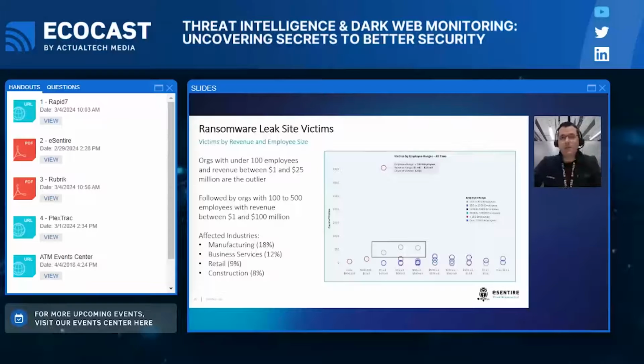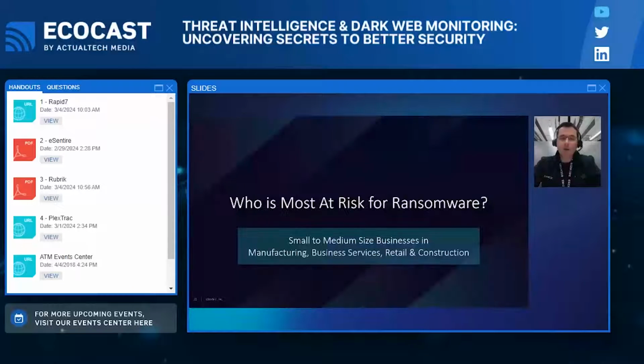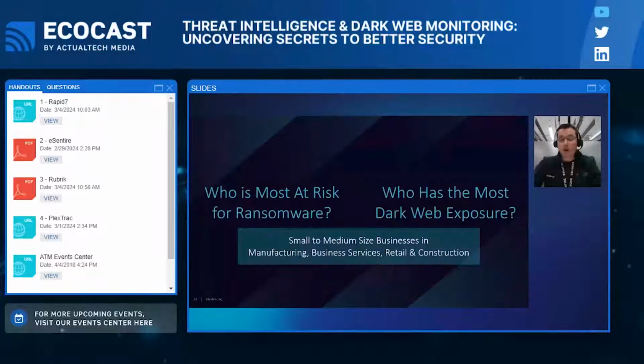Again, what does this tell us? It tells us that SMBs are overly represented here, suggesting an elevated risk or exposure to ransomware attacks. So to answer the previous question, who is most at risk when it comes to ransomware, our research really does show it's SMBs, small to medium-sized businesses in those industries like manufacturing, retail, construction, business services. But what about dark web exposure? Well, our research shows pretty much the same conclusion for both these questions.